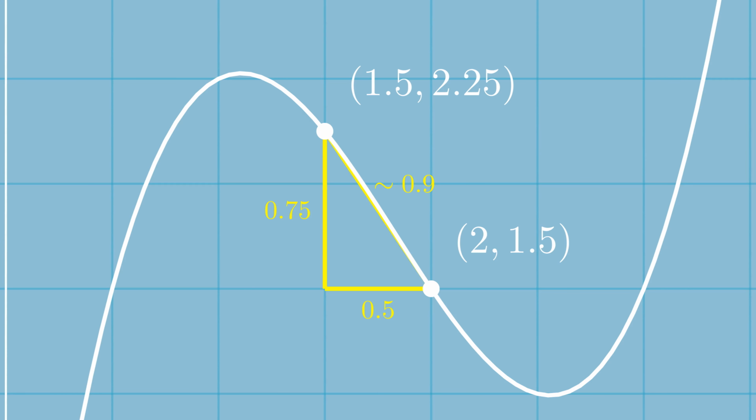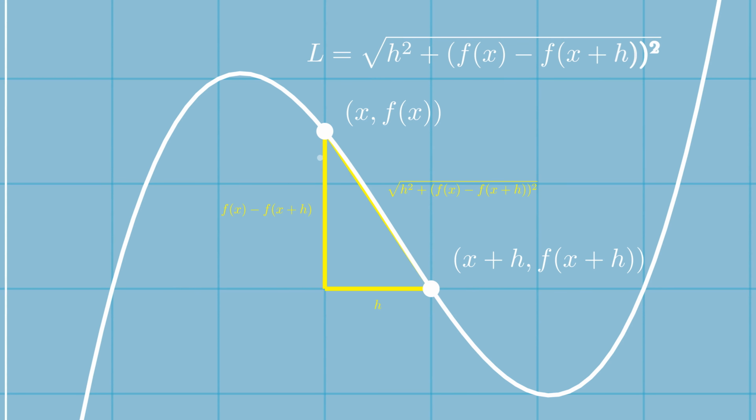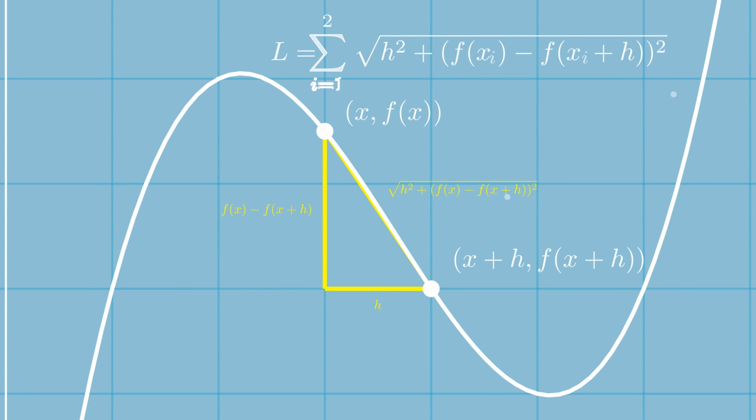To be more general, we again call our first point x and the other x plus h, and so on. Again, h equals (b minus a) over n, with n being the number of lengths we'll take. The bottom length of the triangle we'd call x plus h minus x. The left length is f of x minus f of x plus h. Going back to the bottom length, we can see that the x's cancel out, and again we're just left with h. And the hypotenuse is the square root of the bottom length squared plus the left length squared. And just like before, we take the sum from 1 to n, or in our example, from 1 to 2.